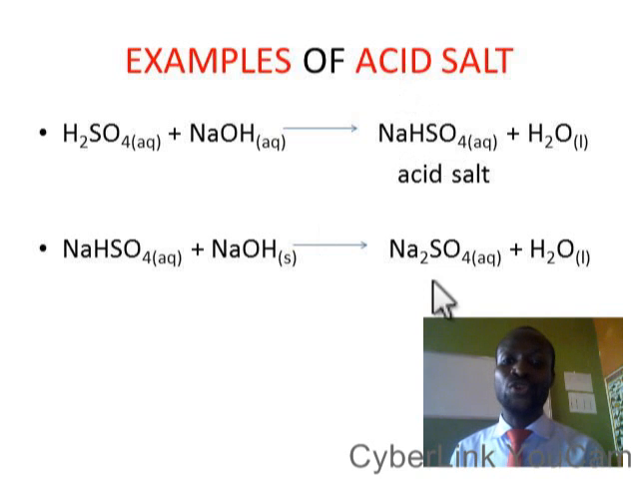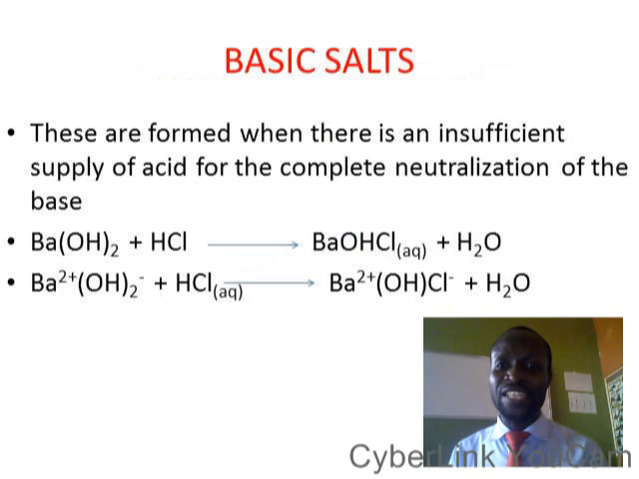If this acid salt is made to react with another or excess base, sodium hydroxide, it is automatically going to give you a normal salt. Look at this, it is a normal salt because there is no atom of hydrogen in it at all. Let's move on to the next slide.